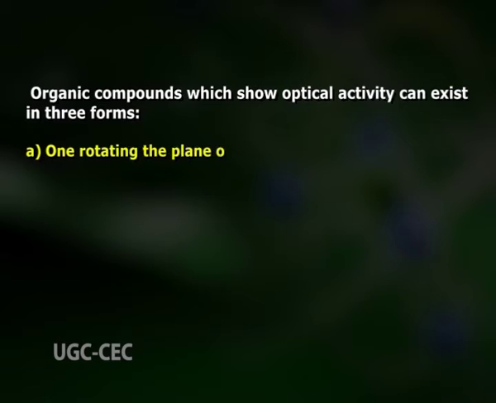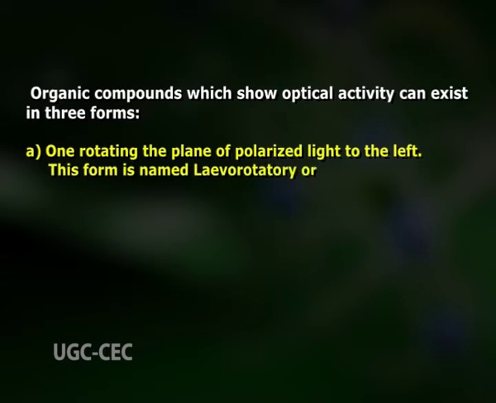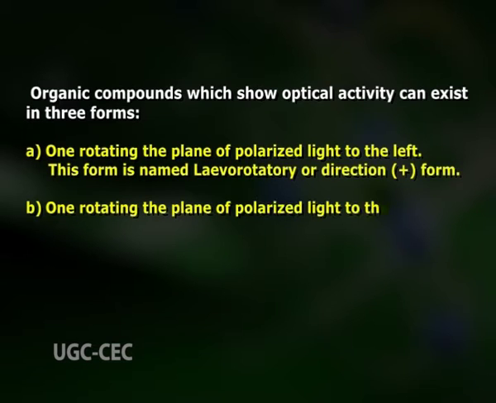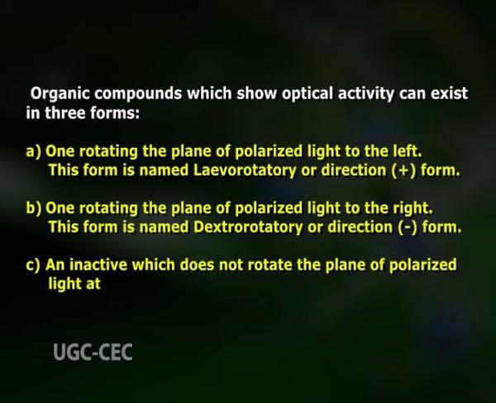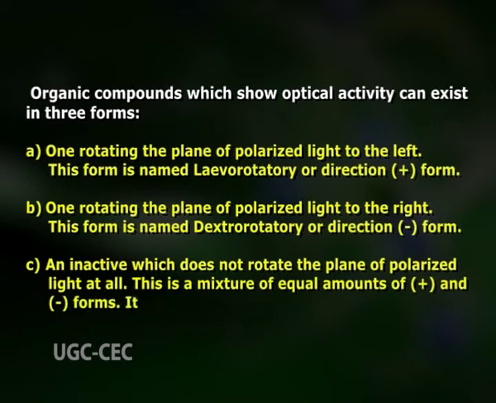Organic compounds which show optical activity can exist in 3 forms. A. One rotating the plane of polarized light to the left. This form is named levorotatory or direction plus form. B. One rotating the plane of polarized light to the right. This form is named dextrorotatory or direction negative form. C. An inactive form, which does not rotate the plane of polarized light at all. This is a mixture of equal amounts of positive and negative forms. It is a racemic or DL mixture.